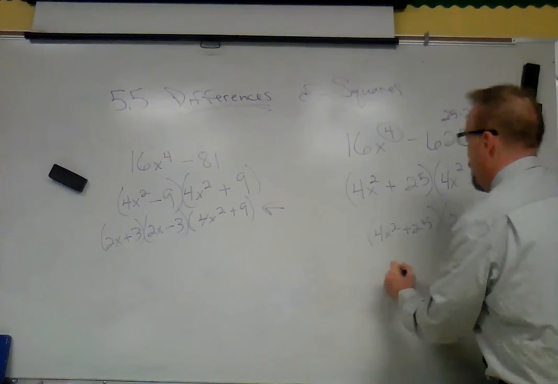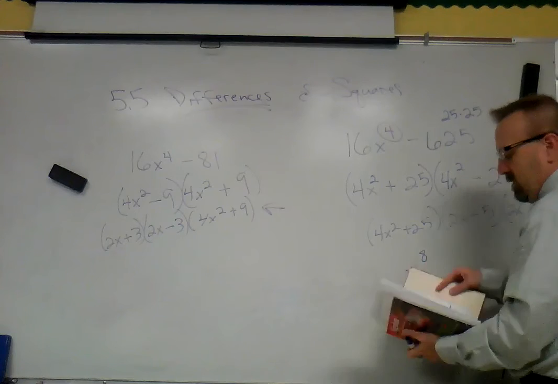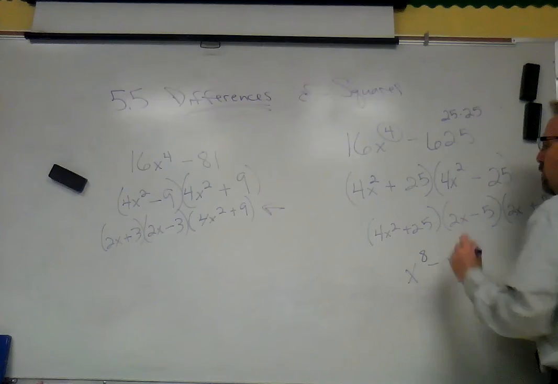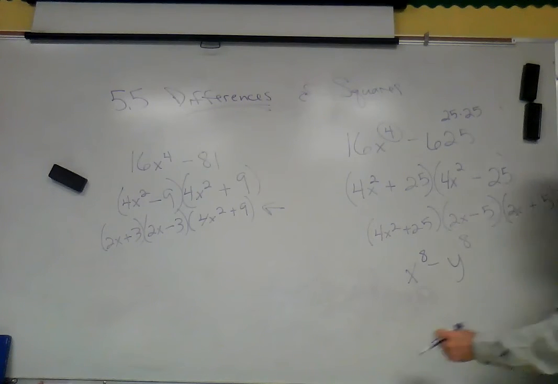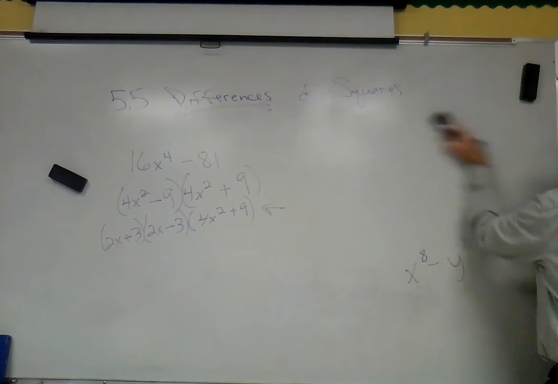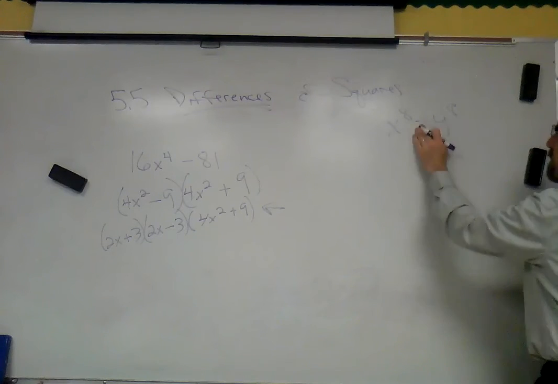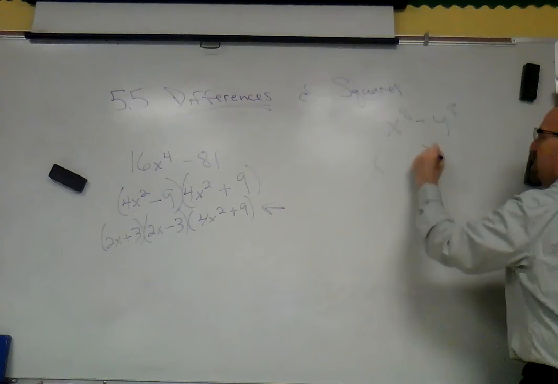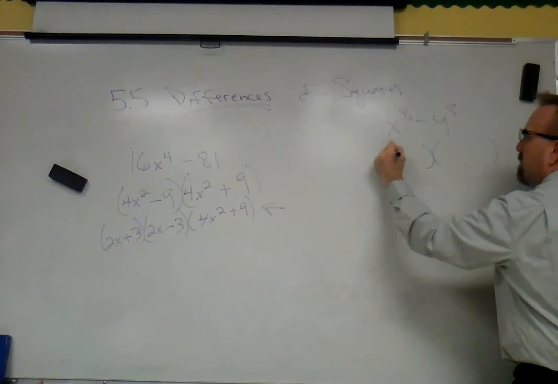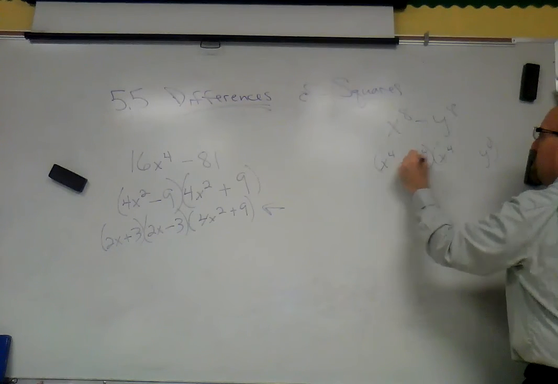Yeah, let's do one more. Let's do x to the 8 minus y to the 8. I'm going to make more space. X to the 8 minus y to the 8. We have a difference. These are squares. So what do we do to our power when we do the square root? Cut it in half. x to the 4, x to the 4, y to the 4, y to the 4, plus, minus.